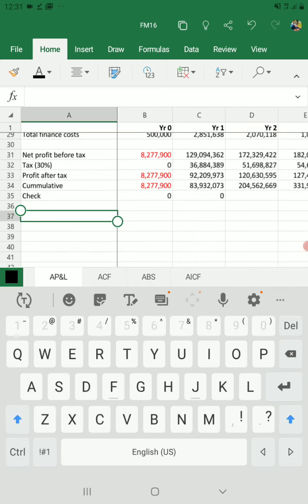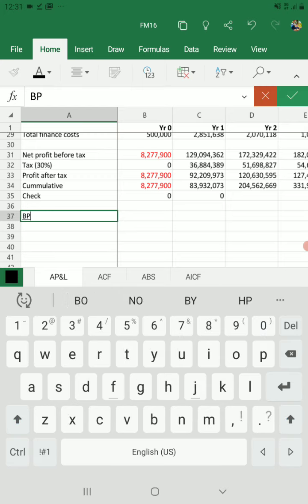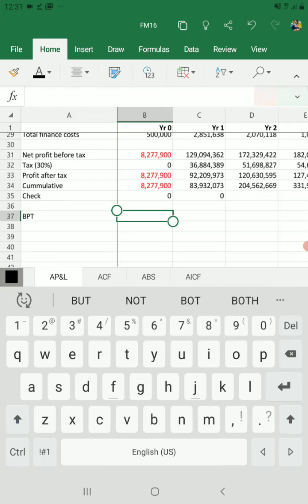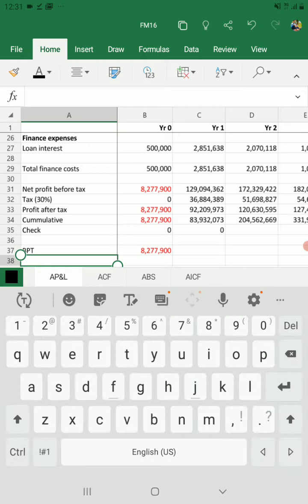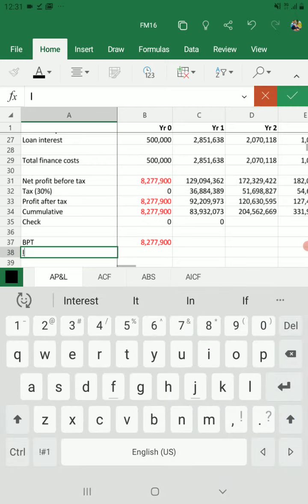So we start with profit before tax. Let us concentrate on year 0 again, which is this figure. And then we add back the interest component.